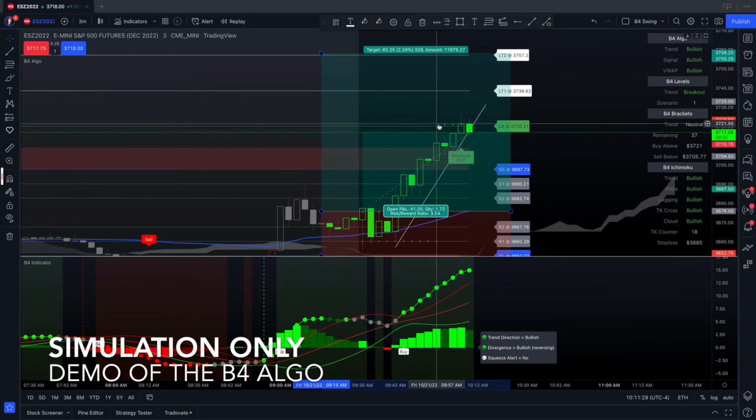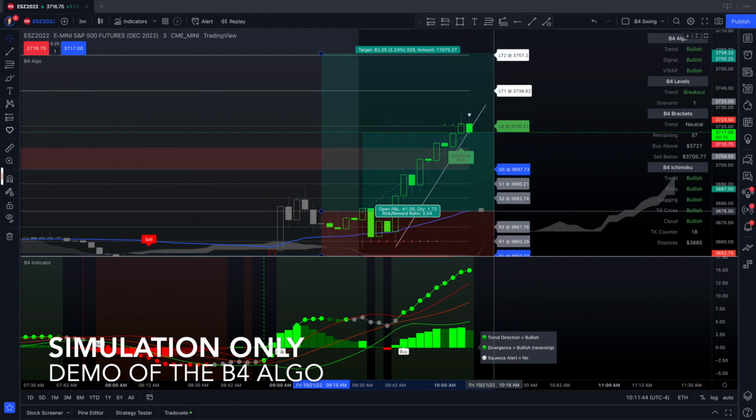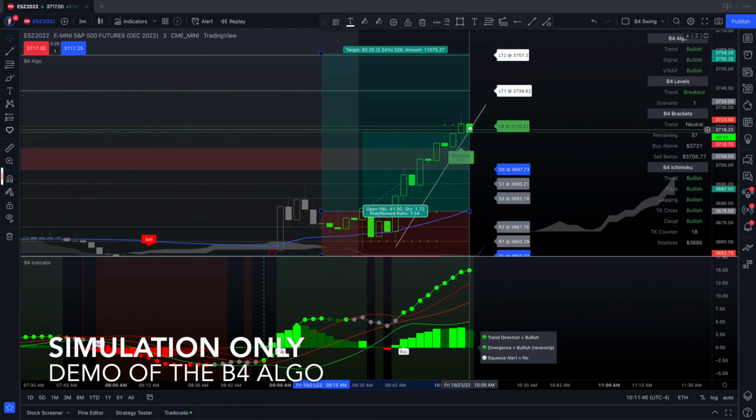Now we are at resistance here with our brackets, and at a major level here with our levels. And we're crossing right here. This is the perfect place for us to take. There's our signal. There's a perfect place for us to take profits.